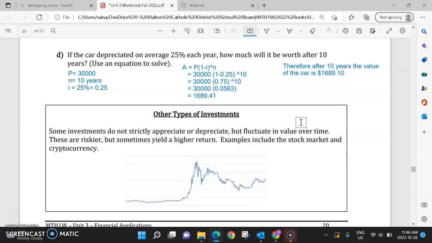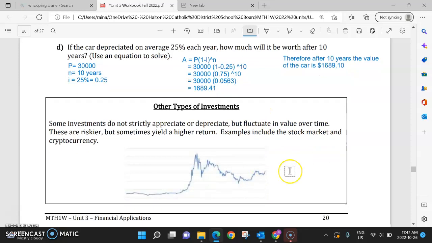Other types of investments that we want to look at. Some investments do not strictly appreciate or depreciate, and a huge example of this is the stock market. So you are investing in the company that you're looking at. You can take a look at it. It's been going up and down. It's a little bit volatile. It fluctuates over time. These are riskier, but sometimes they yield a higher return. Very often the stock market can, on average, over the course of 10 years, 11 years, your interest rate can go up by like 10 to 14%. So this is a really good example there, okay?